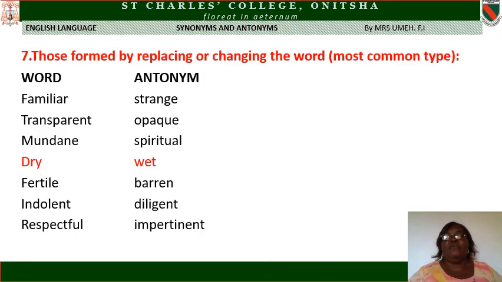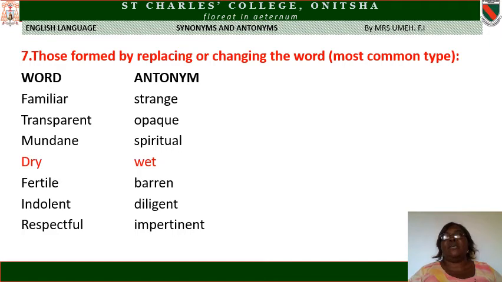Number 7, we have those words that form their antonyms by replacing or changing the word. This is the most common type we use. For instance, we have familiar, strange, transparent, opaque. Transparent are those things you can see through, but opaque is blank, you can't see through it.